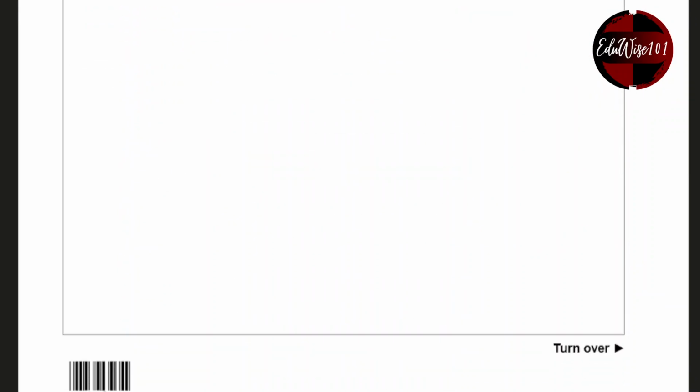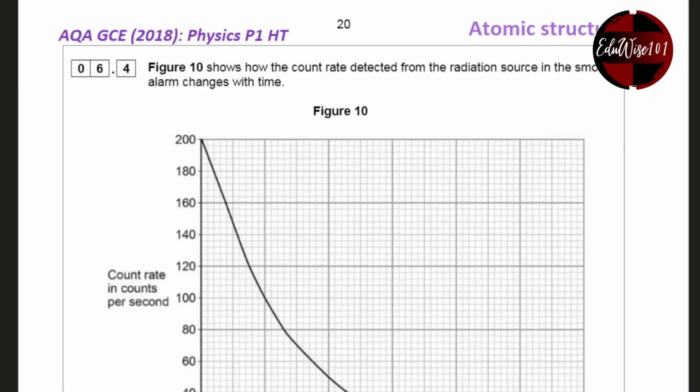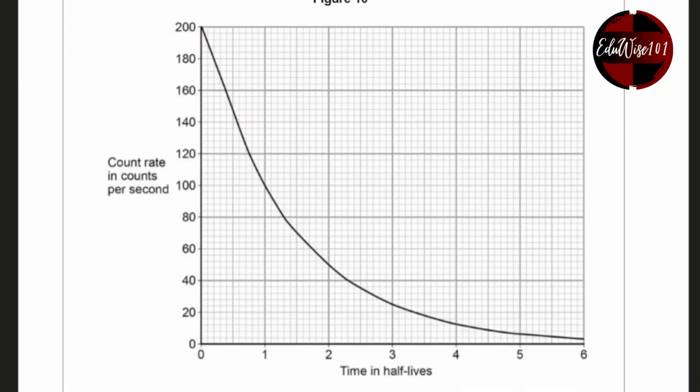Next question. Figure 10 shows how the count rate detected from the radiation source in the smoke alarm changes with time. So you have a graph showing the count rate on the y-axis and the time in half-lives on the x-axis. That's interesting because it's first half-life, second half-life, third, fourth, fifth, and sixth. So it's not in seconds or in hours or years. Before I move on to the question, just want to point out, you don't see a lot of questions where you are seeing time in half-lives.